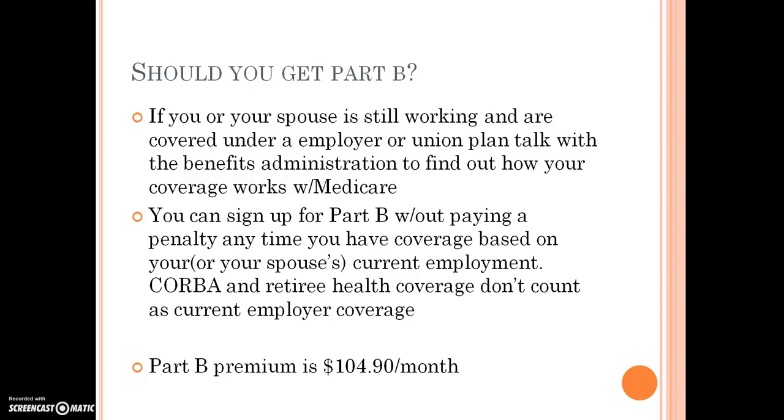Employer union coverage. If you or your spouse, or a family member if you're disabled, is still working and you have health coverage through that employer or union, contact your employer or union benefits administrator to find out how your coverage works with Medicare. You can sign up for Part B without paying a penalty anytime you have health coverage based on your or your spouse's current employment. COBRA and retiree health coverage don't count as current employer coverage. Once the employment or coverage based on your current employment ends, whichever happens first, three things can happen.